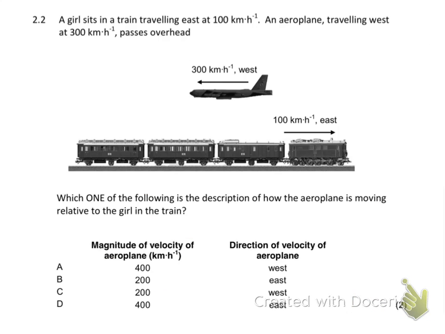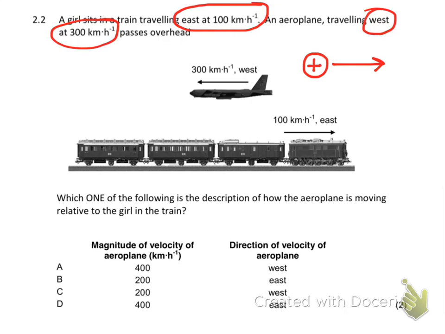Right, 2.2, relative velocity question. We're told that the train is traveling east at 100 kilometers an hour and an aeroplane west at 300 kilometers an hour. Now, there are various ways to do this. Some people just have an intuitive understanding of how to do these. But if you do like to use the formula, we need to declare a direction to be positive. So let's take east as positive.